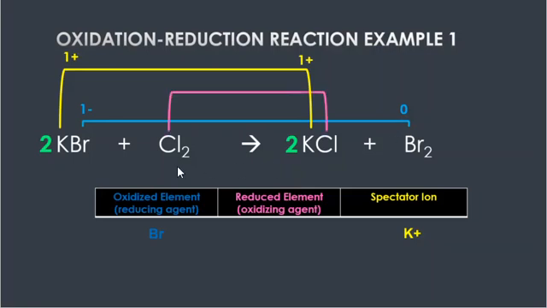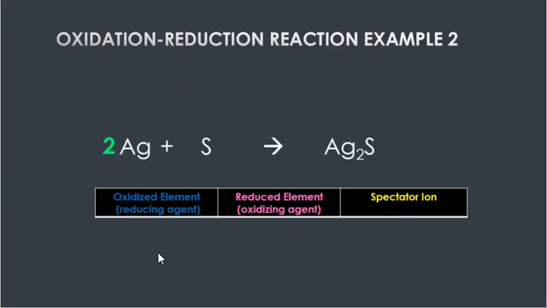Finally, if we take a look at chlorine, you'll notice on the reactant side, its oxidation number is 0, and on the product side, it has a -1 value. So that is possible due to its gain of electrons. Okay? Let's take a look here at our second example. Here in this synthesis reaction, we have silver and sulfur reacting to produce silver sulfide.